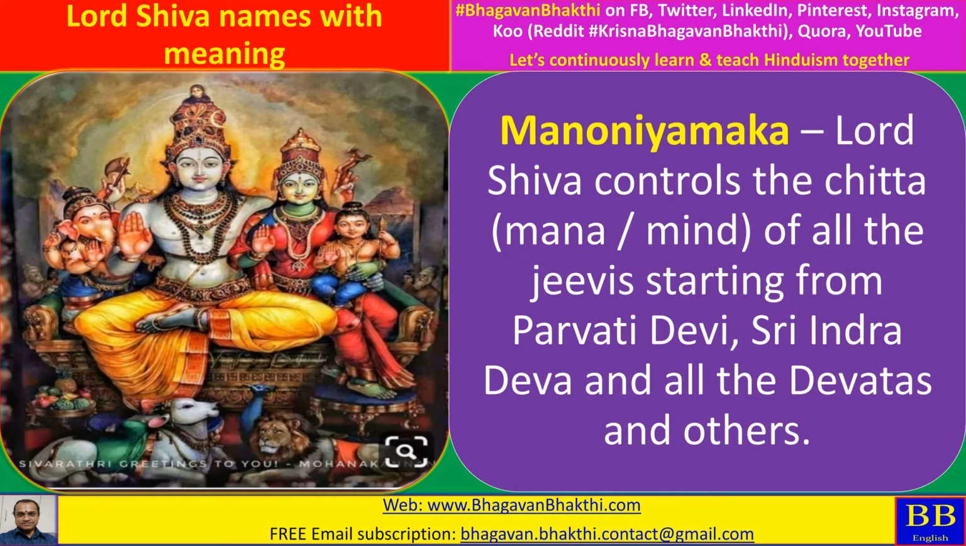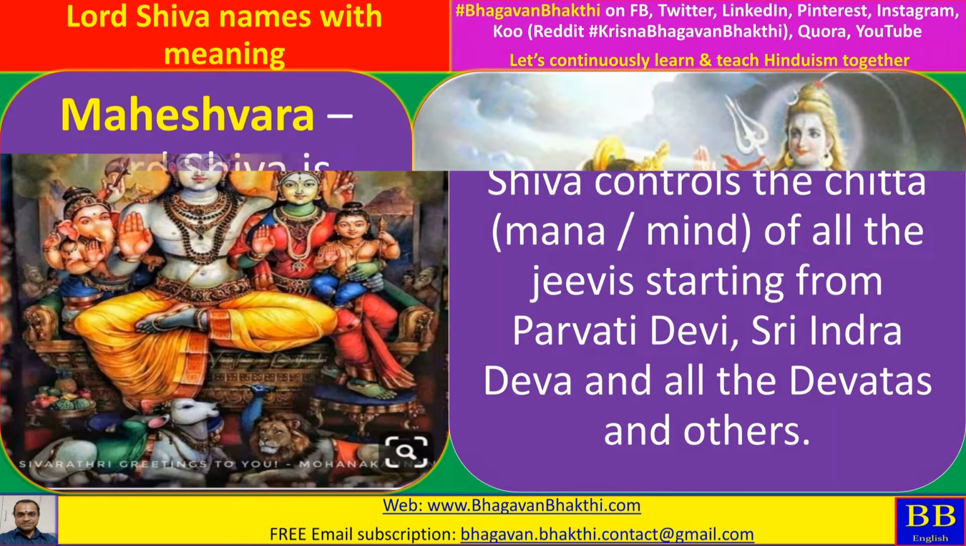Lord Shiva's next name is called Mano Niyamaka. Here Lord Shiva controls the chitta, the mind or mana, of all the jivis, starting from Parvati Devi, Indra Deva, and all the devatas. Lord Shiva is the main controller of the mind. Here Mano means mind, Niyamaka means controller. That's why Lord Shiva is also called Mano Niyamaka.